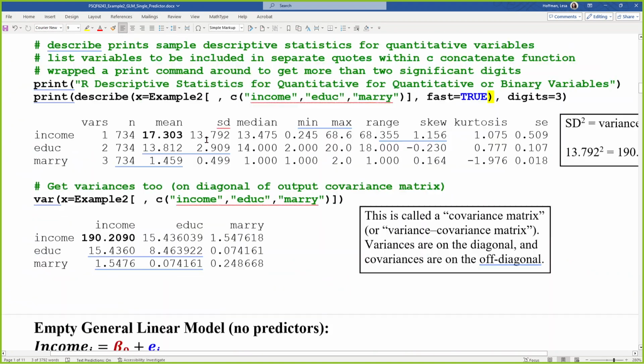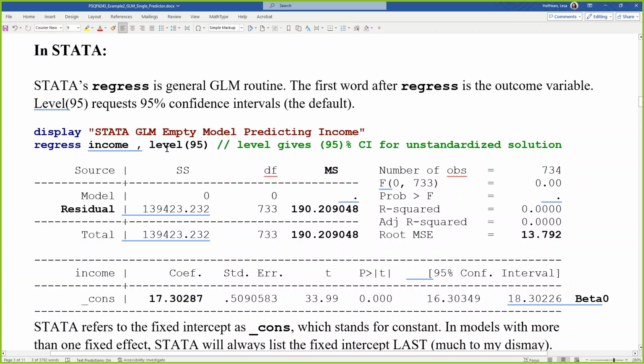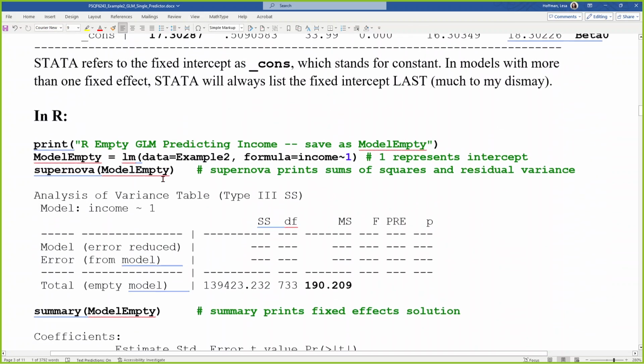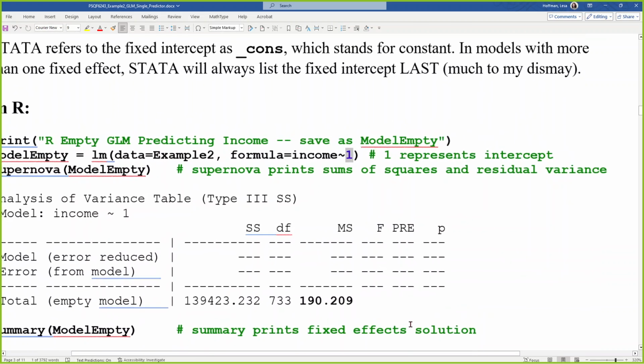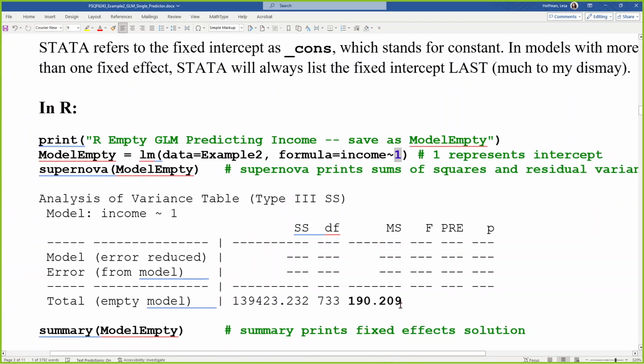Where order matters in Stata and in R is on the regress command, because the first word after it is the outcome variable. And if you switch the order, then everything will be wrong in terms of your residual variance and your fixed intercept and everything, because then x and y have exchanged places. And in R, that is the first thing after formula equals, your outcome variable goes there. And then your predictors go after the squiggle, the tilde. Okay. Other questions?